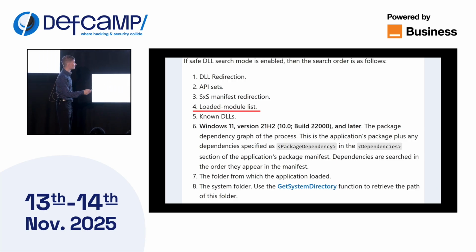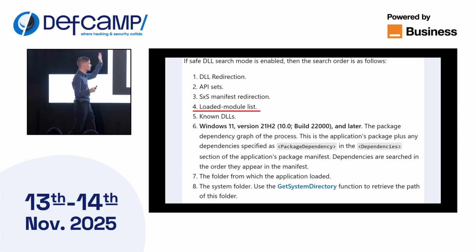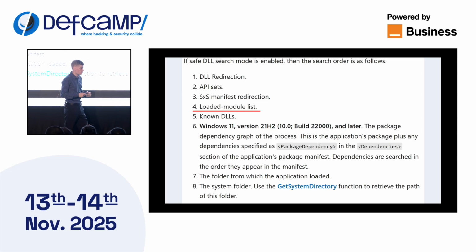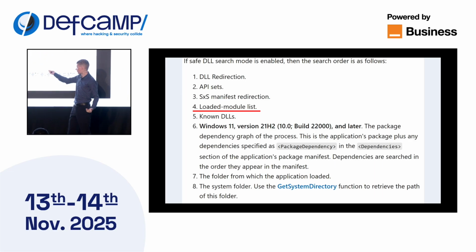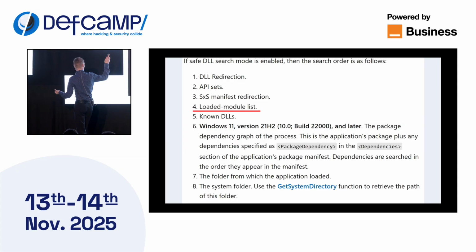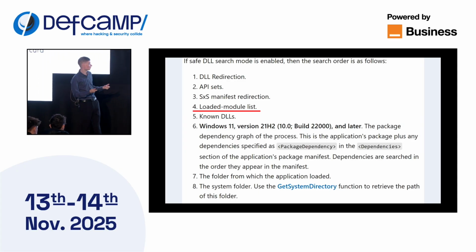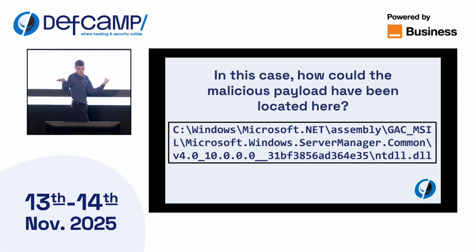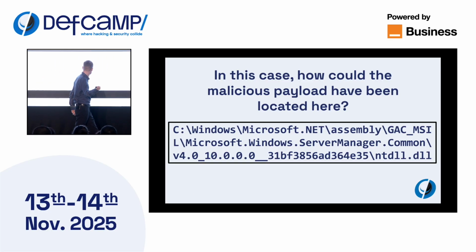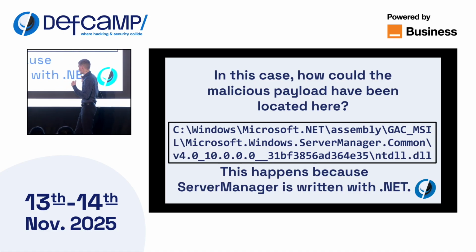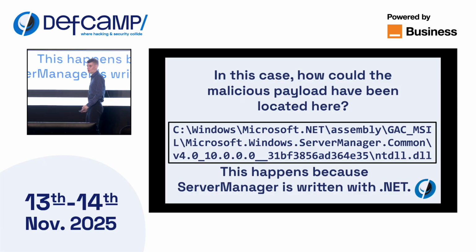So now the question. We just talked that anti-DLL is in the loaded module list, and it comes before point 7, before checking any other folders. So the question is, how could APT41 have been able to subvert the process of loading this DLL? Because we discussed it, point 4 comes before point 7. We said it's not possible. Then how? The answer to this question is, it's because the Server Manager software is written in the .NET programming language.